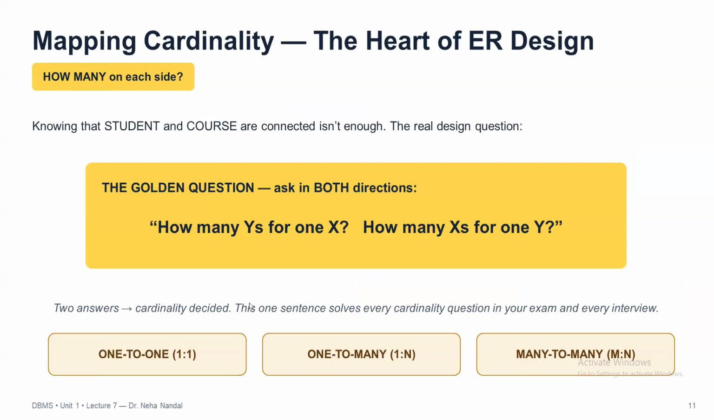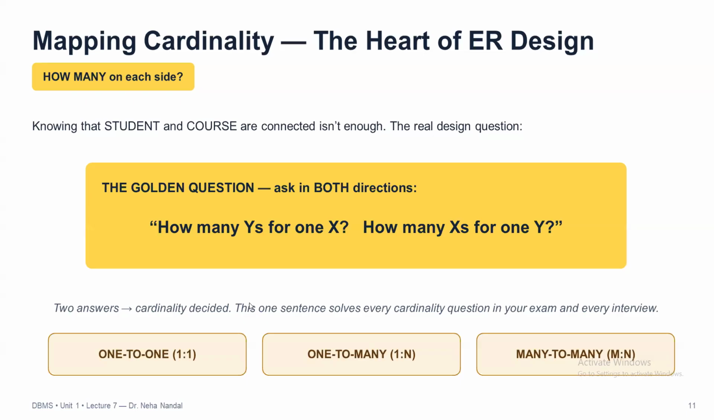Now, this is the one thing that you have to understand very precisely, so give it some time and listen to this part of the video carefully. Okay. Now see, the part interviews are made of mapping cardinality.